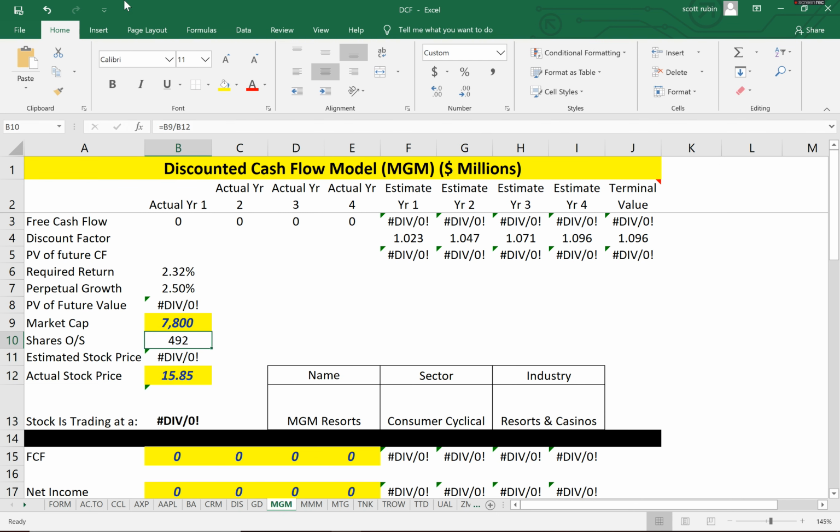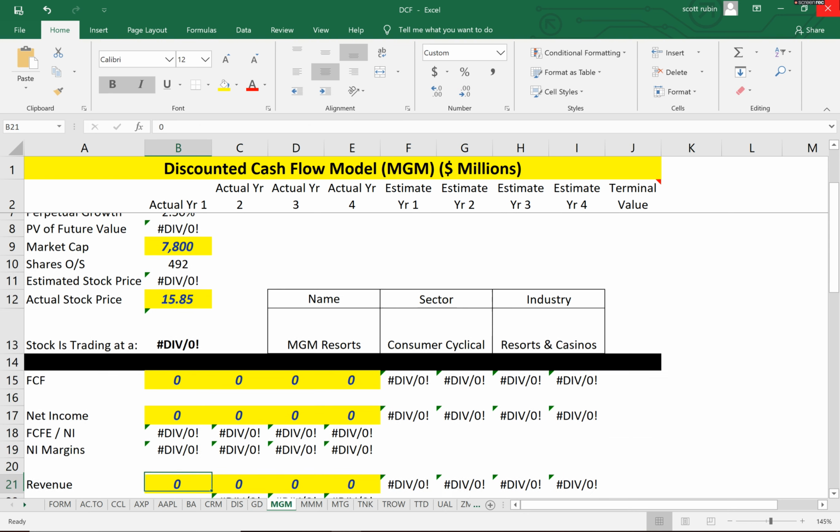So they have 492 million shares outstanding. So when we get the future value, we have to divide it by 492 million so we can see the stock price and see if it's a buy or not.